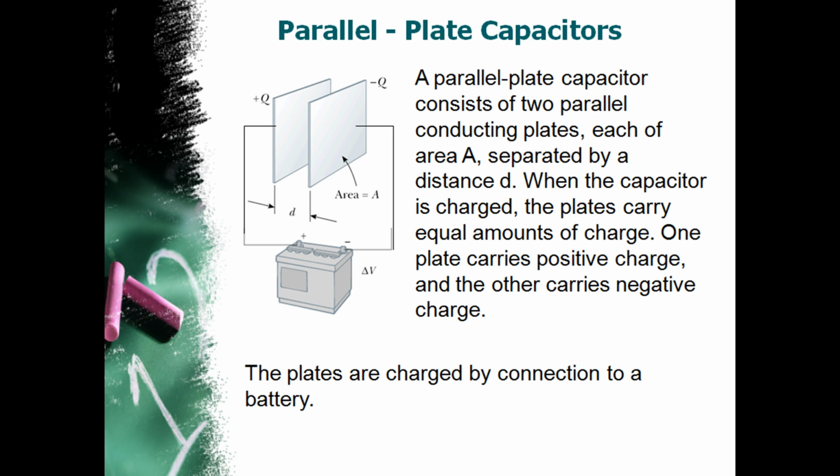Now let's move on to parallel plate capacitors. A parallel plate capacitor consists of two parallel conducting plates, each of area A, separated by a distance d. When the capacitor is charged, the plates carry equal amounts of charge. One plate carries positive charge and the other carries negative charge. The plates are charged by connection to a battery.